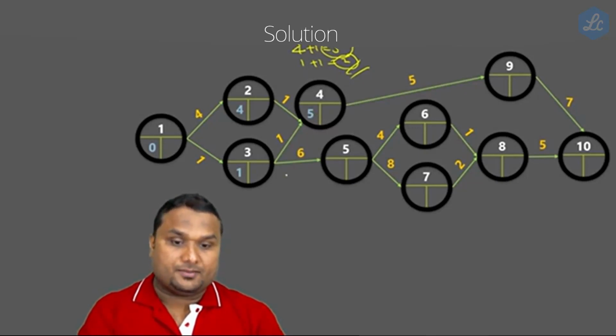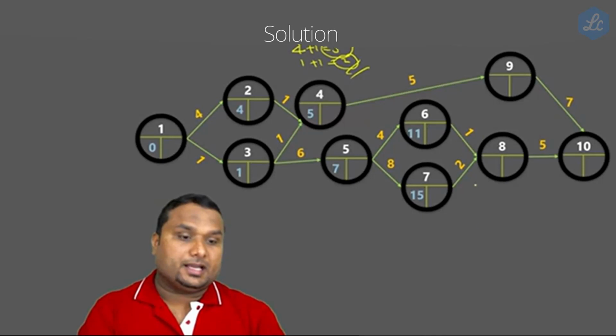Now next it is 1 plus 6, which is 7. Next is 7 plus 4, which is 11. Next is 7 plus 8, which is 15. Next, 11 plus 1 is 12, and here 15 plus 2 is 17.